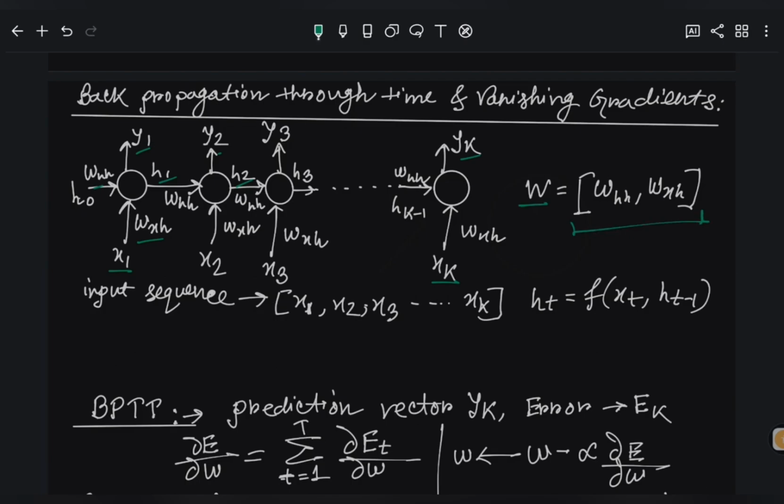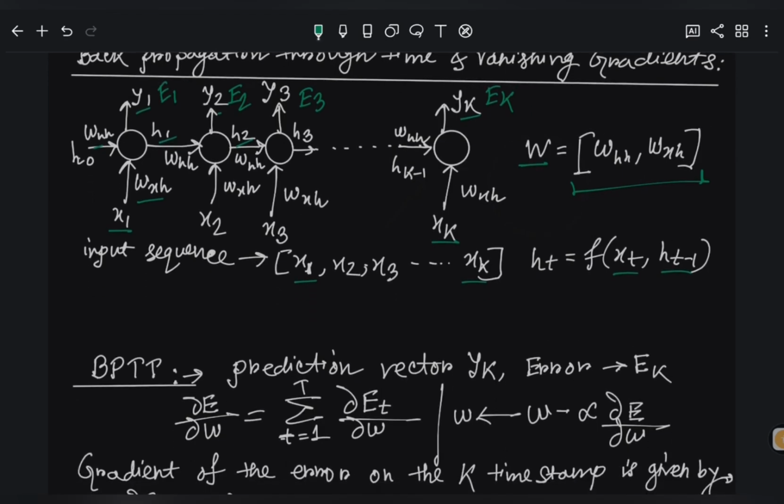Now, given the input sequence, my input sequence is nothing but x1 till xk. So our ht is nothing but a function of the current timestamp input and also the previous hidden state. With that, at first we will calculate the loss or the error at each timestamp. So for timestamp 1 we will have an error E1, then error 2, error 3, till at the last timestamp we will have the error associated with Ek.